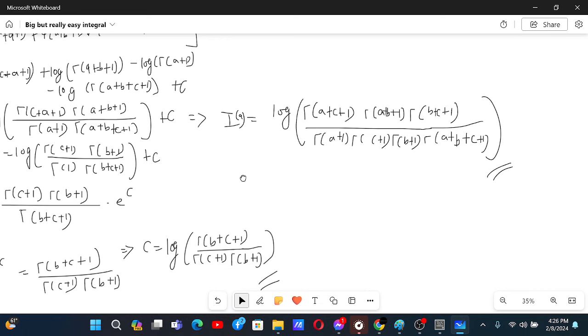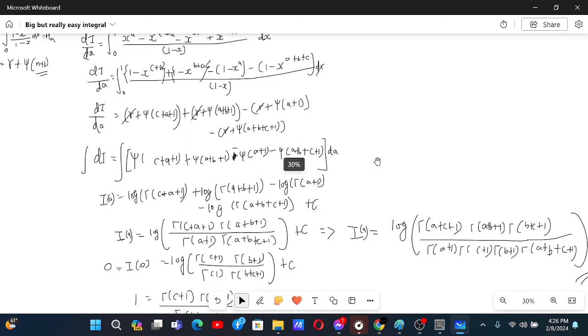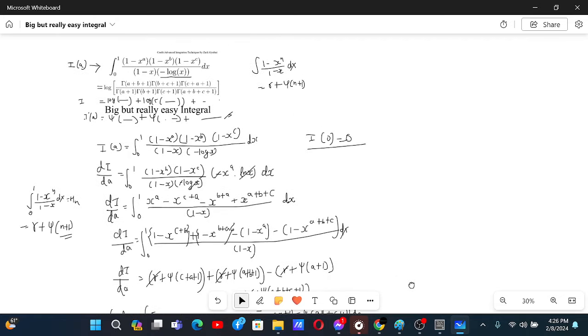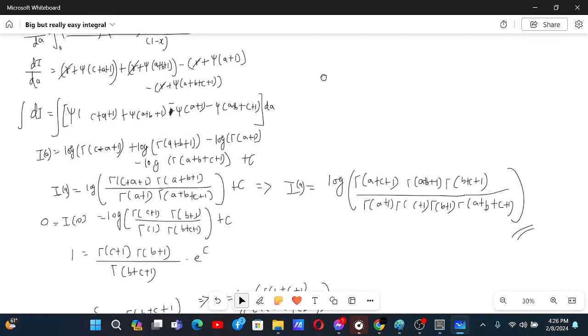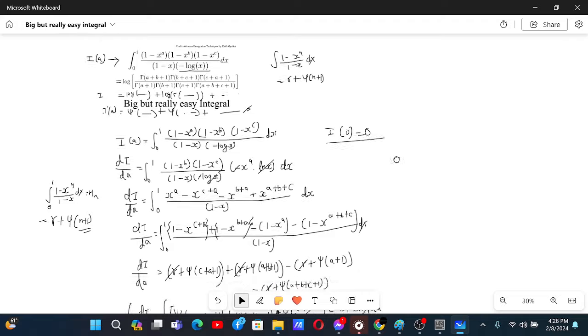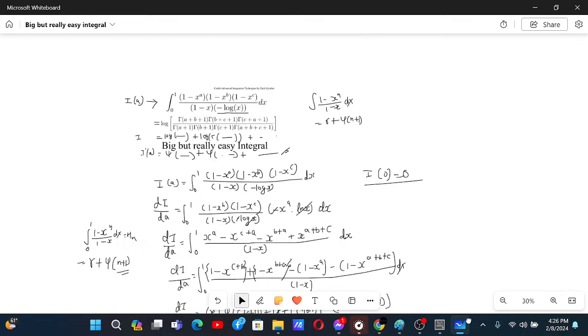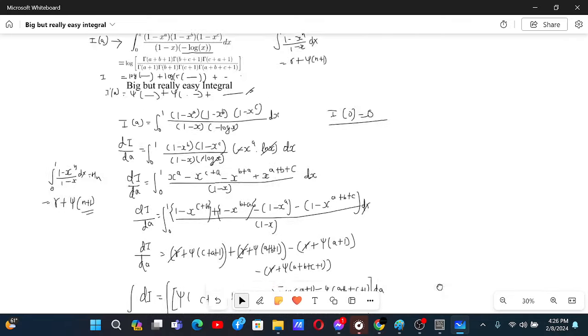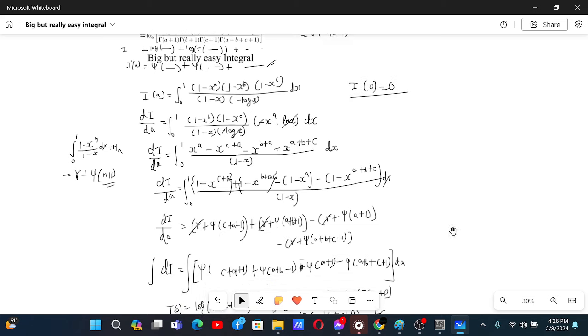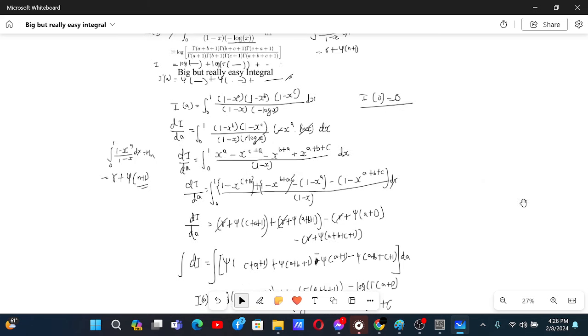Let's check if that's the answer or not. Gamma of A plus B plus 1, gamma of A plus C plus 1, gamma of B plus C plus 1, by gamma A plus 1, gamma C plus 1, gamma B plus 1, gamma A plus B plus C plus 1, under the log. So that is the answer, and we solved the integral. This was not a hard integral because after we differentiated, it went directly into the form that we wanted for the digamma function, and then we solved the problem.